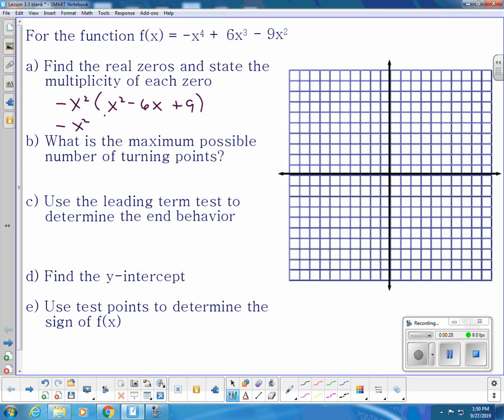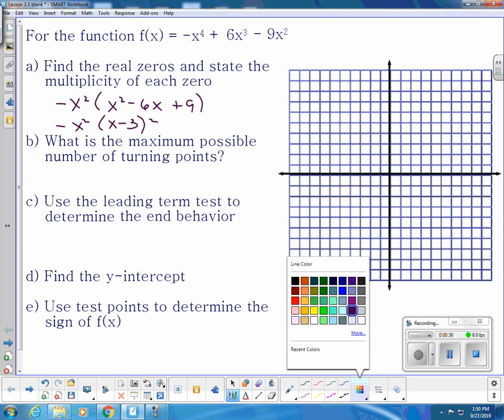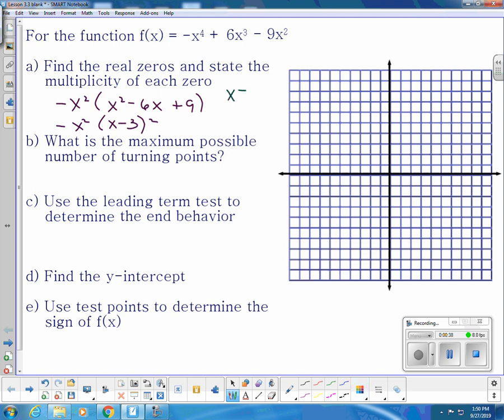X minus 3, x minus 3. So we can do x minus 3 squared. Right? All right. So those are our factors. What are our zeros? So we get x equals 0 from the first factor. What's the multiplicity? 2. And we get x equals 3 from the second factor, and the multiplicity is 2.